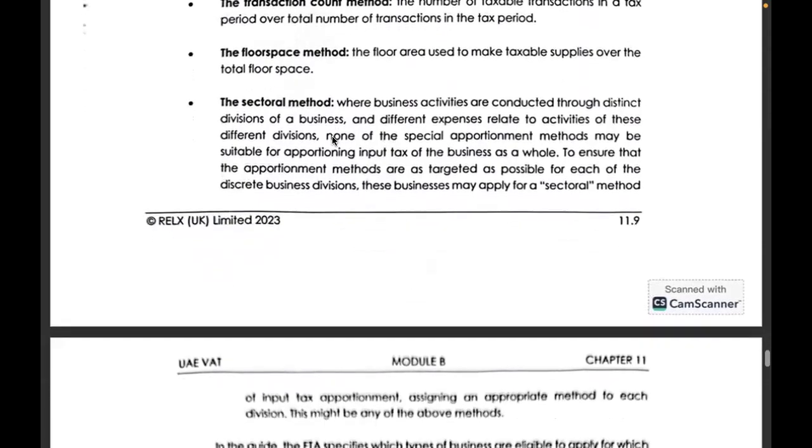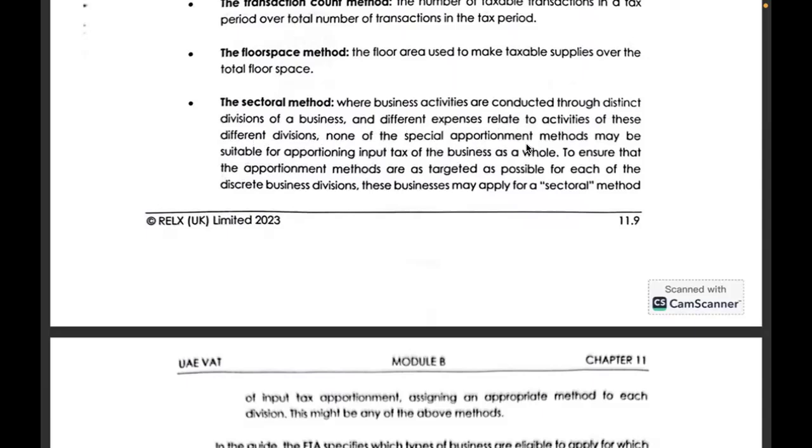And then naturally there is the sectoral method, where business activities are conducted through distinct divisions of a business. It could be, for example, that one thing is supply of services and another is supply of goods. Now these are entirely two different things, so the sectoral method could apply. The input tax recovery method for the supply of goods could be a different method. One could take the standard method for the goods, but opt for an alternative method for the services. And different expenses relate to activities of these different divisions.